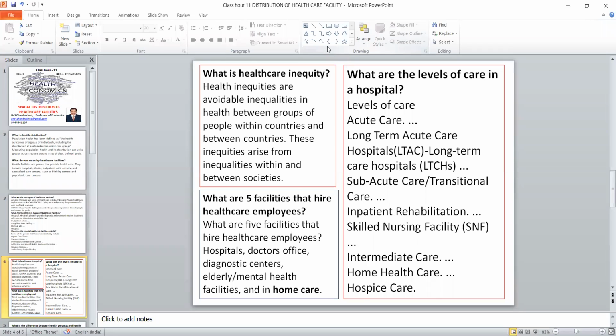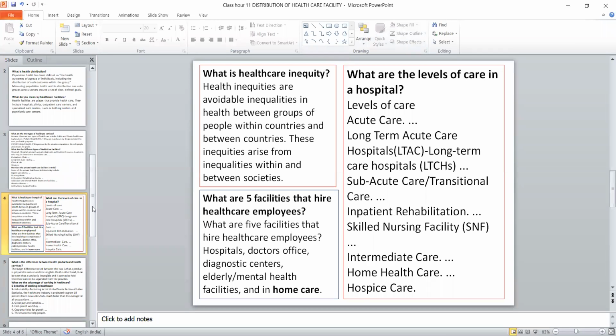Apart from that, there are some intermediate care centers, which give first aid, and before hospitalizing, what medical treatment is to be done, and what the procedure is for that. Apart from that, home health care centers, especially hospice care, is now very famous in India. So these are some of the spatial distribution of healthcare in India.